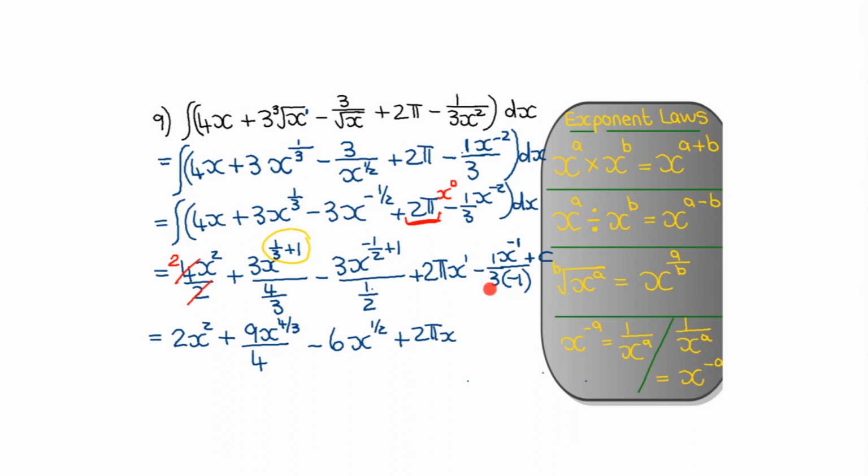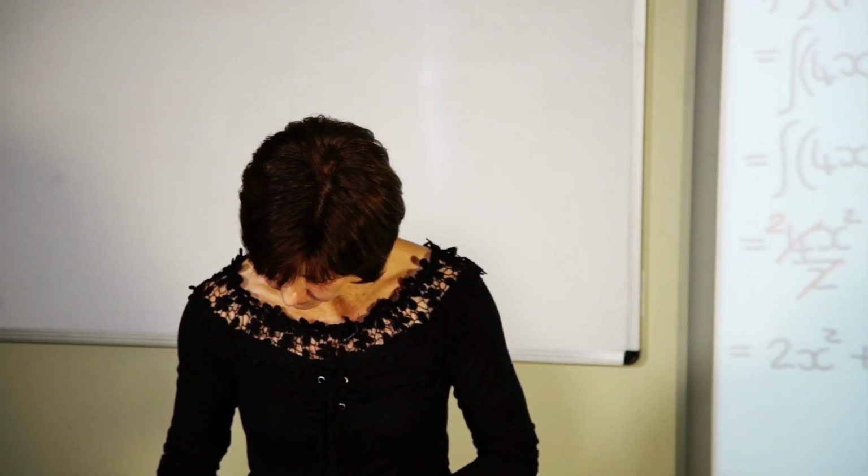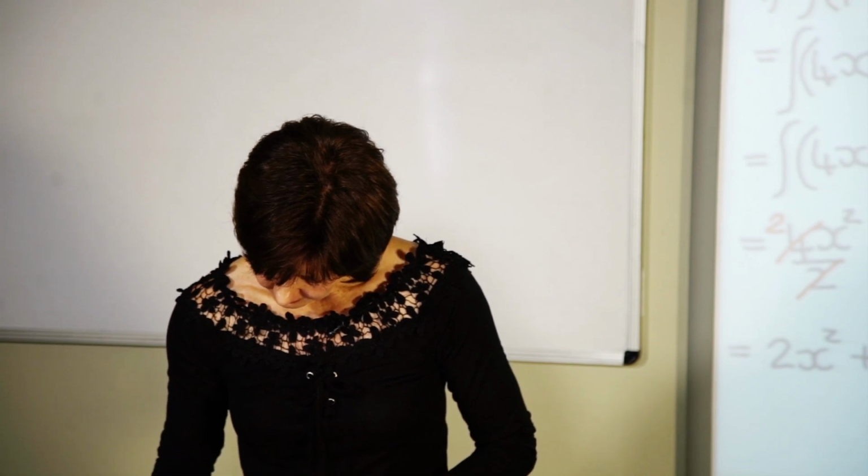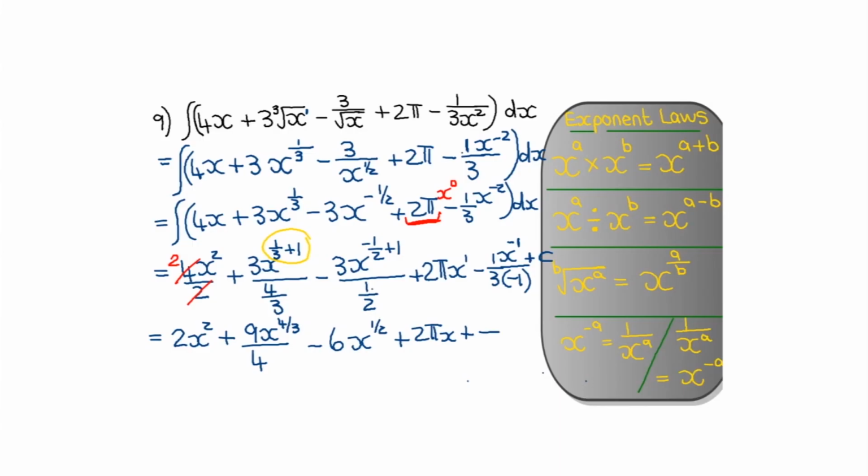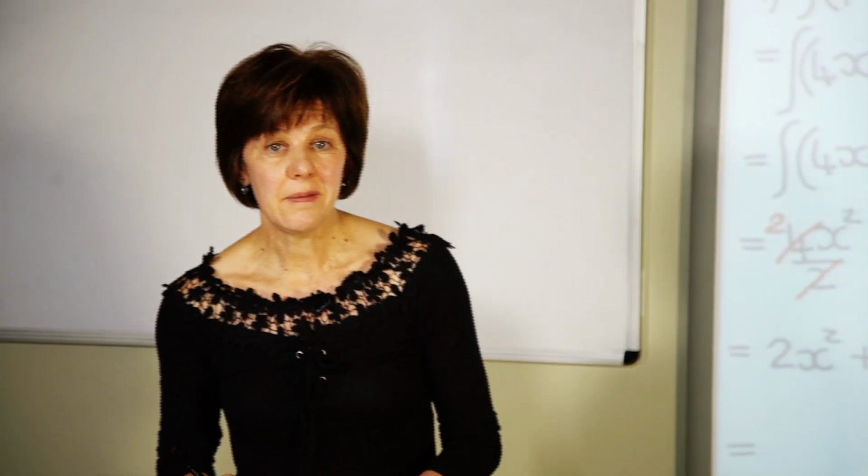Now be careful here, I've got a negative multiplied with a negative. Negative times a negative will give me positive. I don't want that x to the power negative 1 on top, so I'm going to take it downwards, but the 3 is also here at the bottom, plus the constant. Am I done?